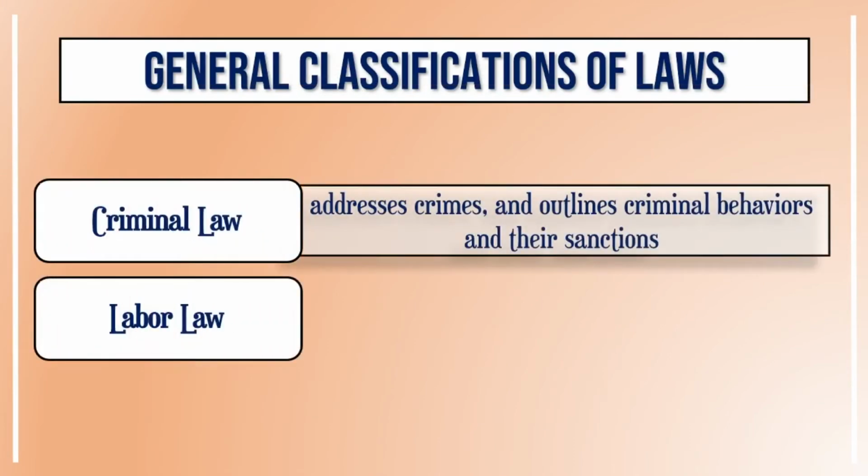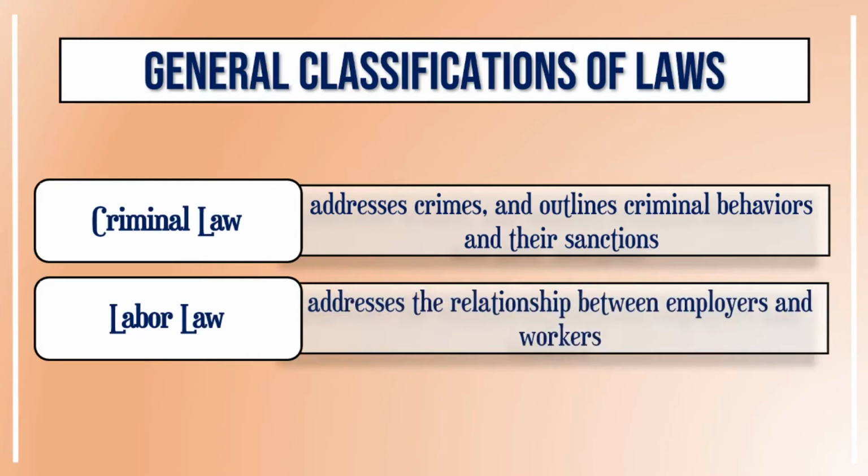Criminal law addresses crimes and outlines criminal behaviors and their sanctions. Examples are murder, assault, theft, and drunken driving. Labor law addresses the relationship between employers and workers. Examples of these laws, such as the Fair Labor Standards Act, prohibit child labor and set a minimum wage. Vacation, individual work contract, non-discrimination.